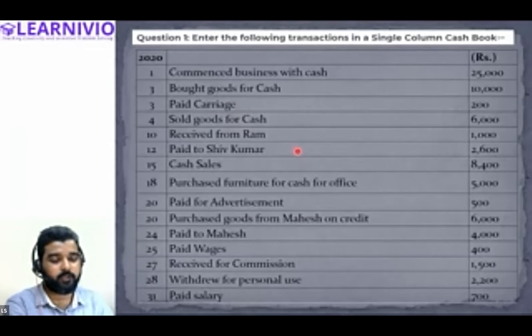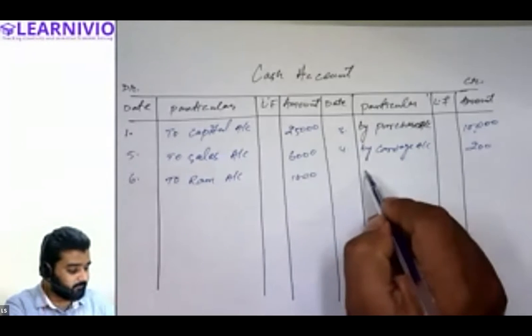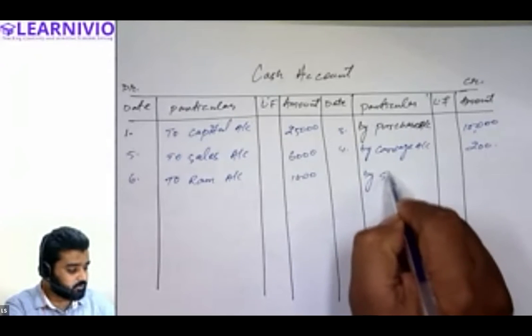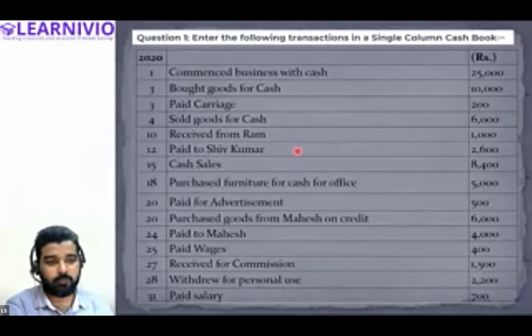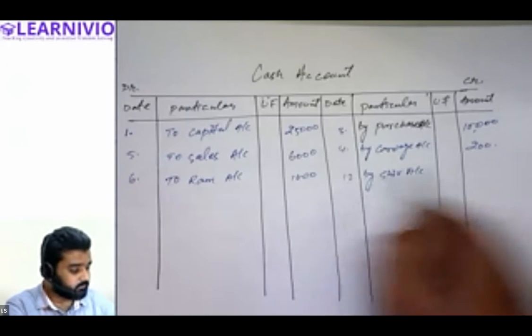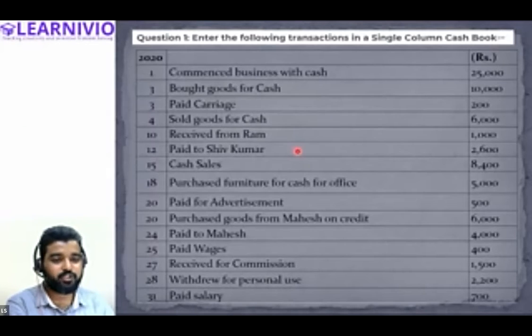Okay. After that, paid to Shiv Kumar. Now we are paying to Shiv Kumar. Irrespective of who Shiv Kumar is, cash will decrease. We are basically concerned that cash is going out, there is outflow of cash. So we will record it by Shiv Kumar account, Shiv account. And the amount was 2,600. Correct. 2,600. Done.